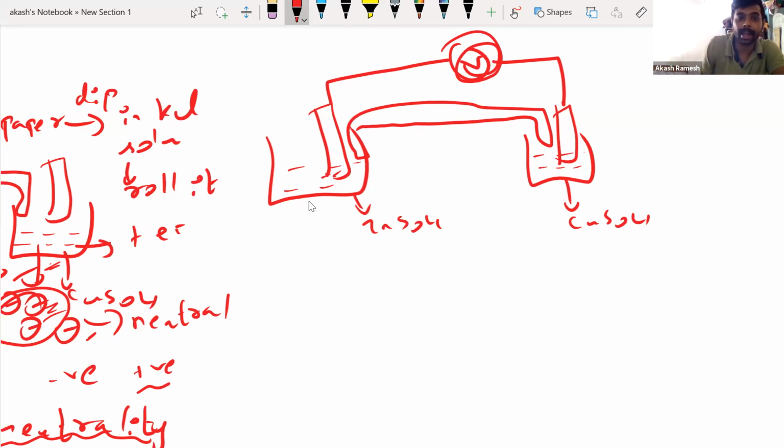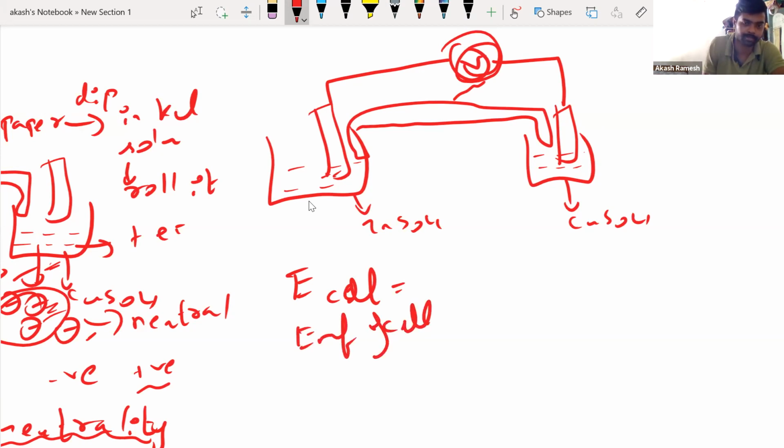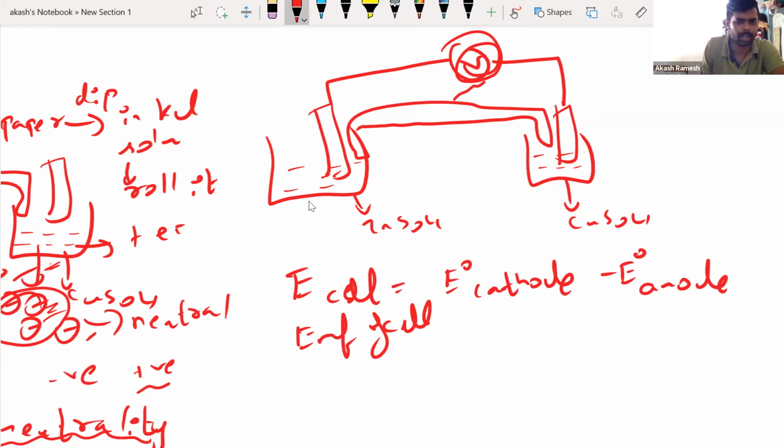Now the question is, before that, this value that we have here will actually be the difference in potential between these two. So always remember, the potential of a cell, when I write E cell, is the overall potential of the cell, or the EMF of the cell. The overall EMF of the cell will be equal to E naught cathode minus E naught anode. I can even put E naught cell here.